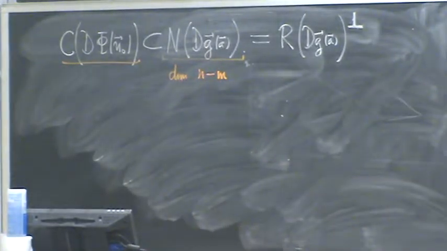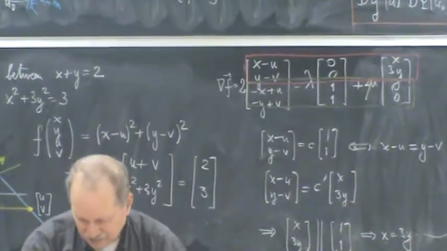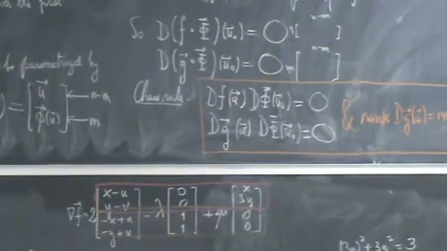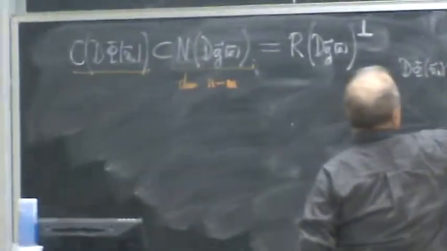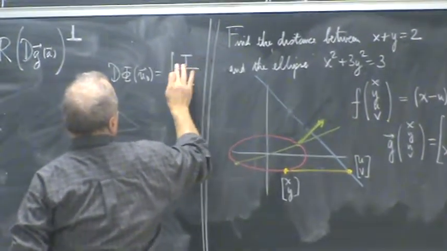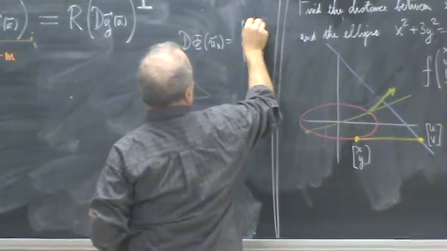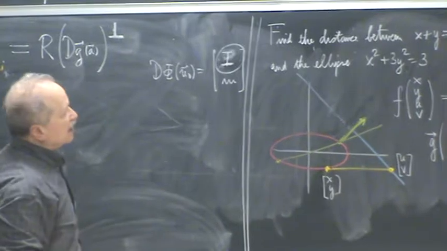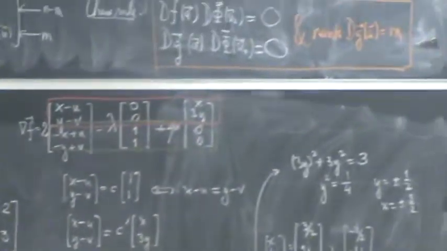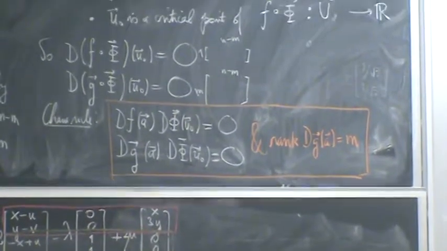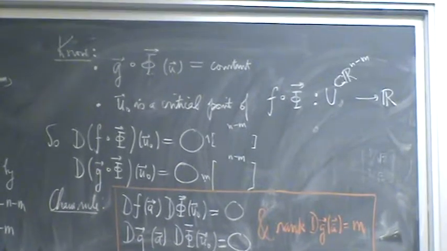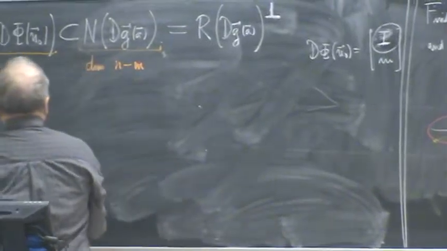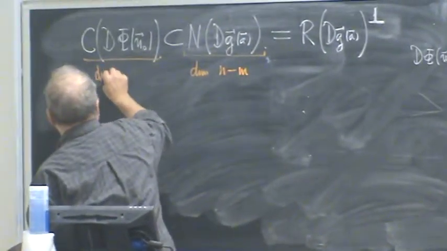What's d phi going to have in it? It's going to have an identity matrix and then jump here, right? Because of the formula for phi. It's an n minus m by n minus m identity matrix. So what's the rank of this matrix? N minus m. So they're the same thing.